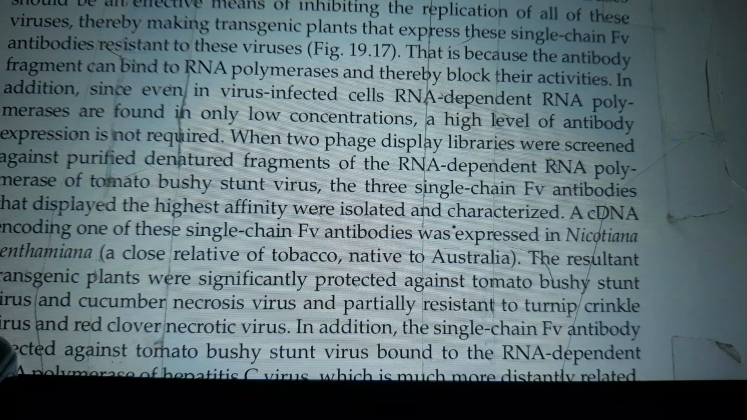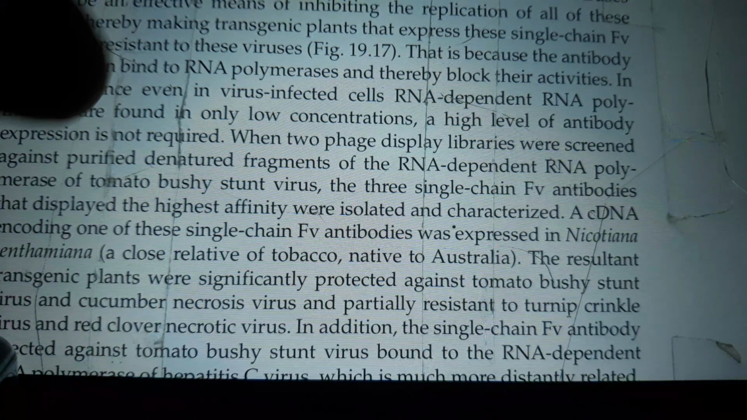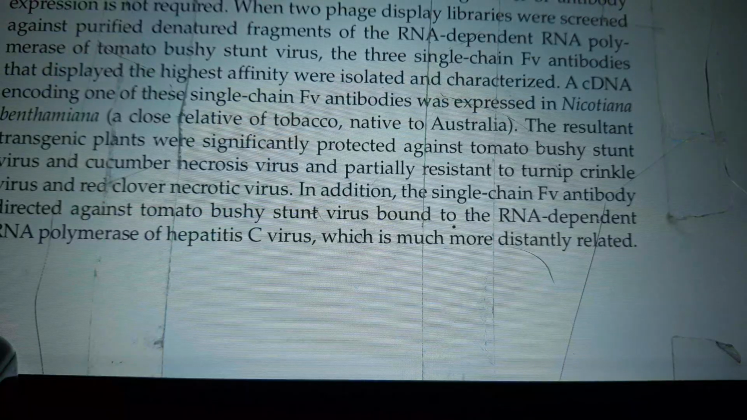In addition, since even in virus-infected cells, RNA-dependent RNA polymerases are found in only low concentrations, a high level of antibody expression is not required. Phage display libraries were screened against purified denatured fragments of the RNA-dependent RNA polymerase of tomato bushy stunt virus. The three single-chain Fv antibodies that displayed the highest affinity were isolated and characterized.